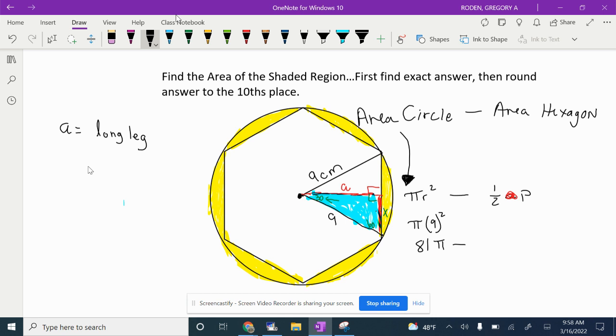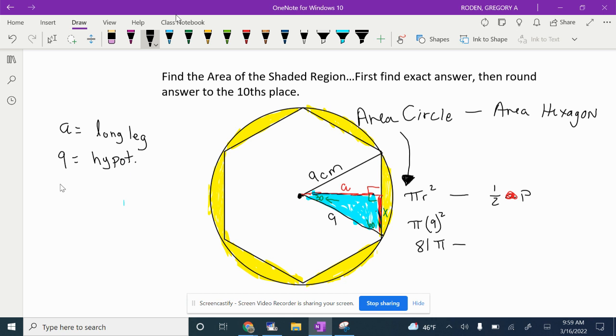And I'm purposely making you do this because I think we've already forgotten this. This is a really important thing in trigonometry, remembering these right triangles, these 30, 60, 90s and 45, 45, 90s, because we use them so much later down the road. So A is the long leg, and we know 9 is the hypotenuse, right? 9 equals hypotenuse.